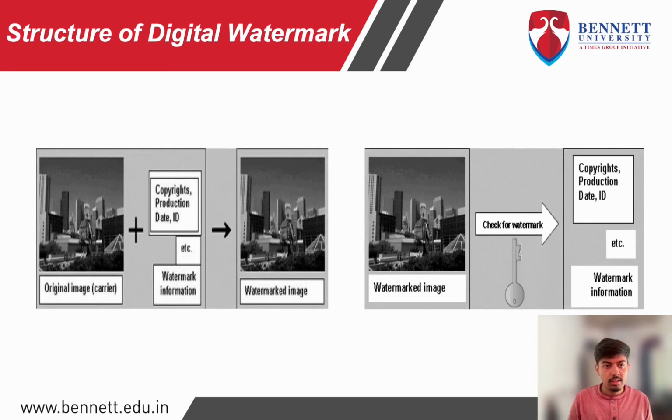So as you can see in the image given below, there is an original image which is embedded with copyrights, production date, ID, etc. and some watermark information. And then the watermark image is formed. And for deciphering the watermark image, they check for the watermark by looking for copyrights, production date, etc. and the essential watermark information. This is how this process is carried out.